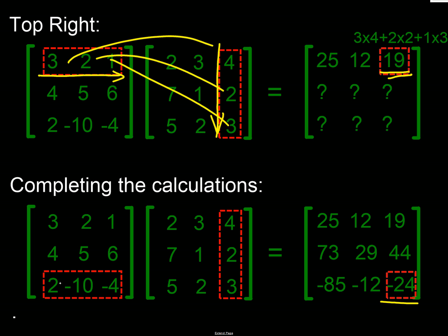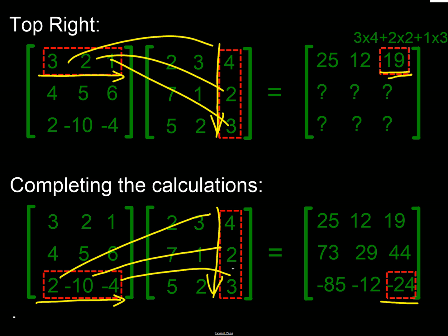I'd end up at this final position where, if I'm looking finally for the bottom right value, then I take my bottom row on my left-hand matrix and my right-hand column on my right-hand matrix, and I do exactly the same there. 2 times 4, minus 10 times 2, minus 4 times 3, and if I do that calculation I get minus 24. So can you see the importance of having a sequence that you go through here? I went along the top, left, middle and right, then the middle row, left, middle and right, and then the bottom, left, middle and right. So I make sure that I follow a sequence.